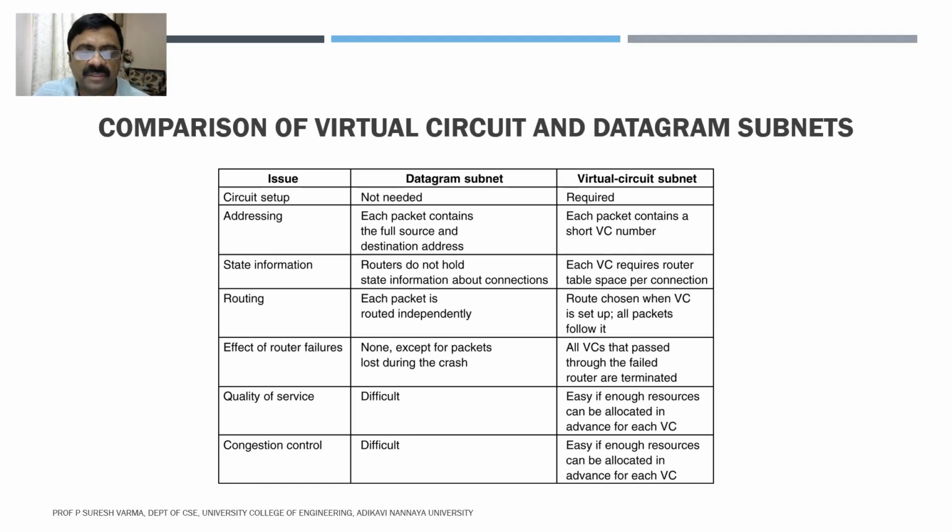In a similar way, the third issue is state information. In the connectionless service, routers do not hold state information about the connections, but in the virtual circuit, each virtual circuit requires a router table and space per connection. In routing, each packet is routed independently in the connectionless subnet, and in the virtual circuit subnet the route is chosen based on the virtual circuit number.